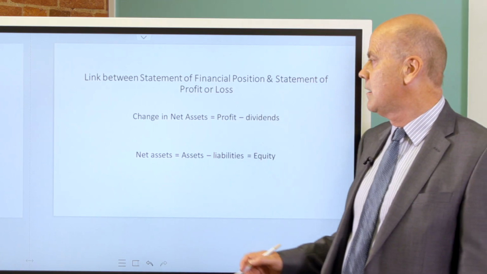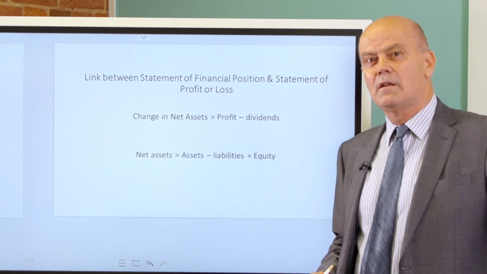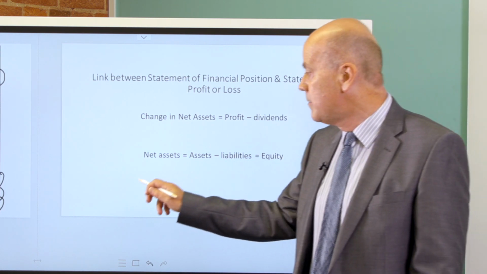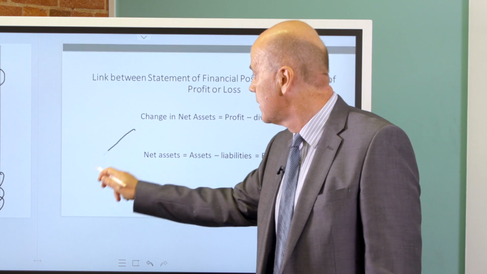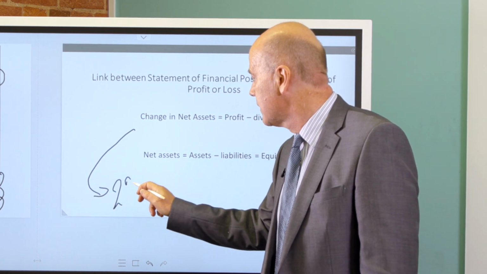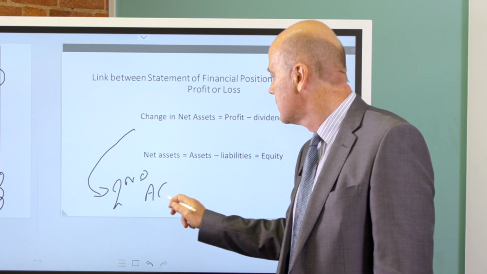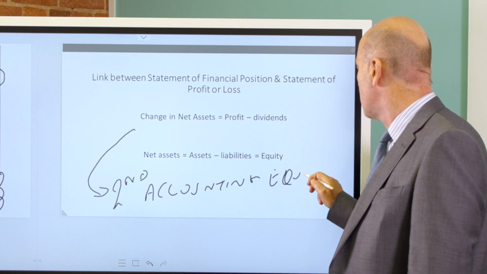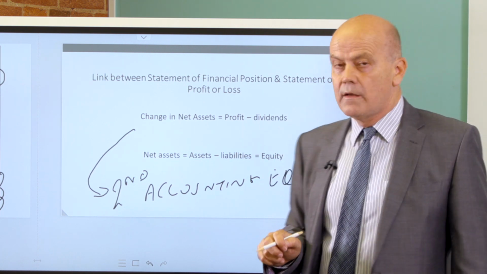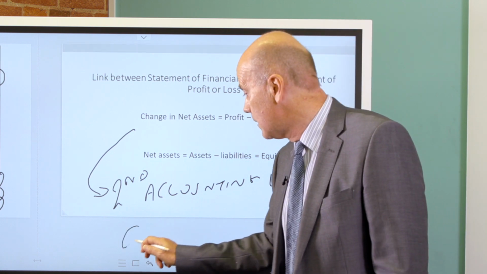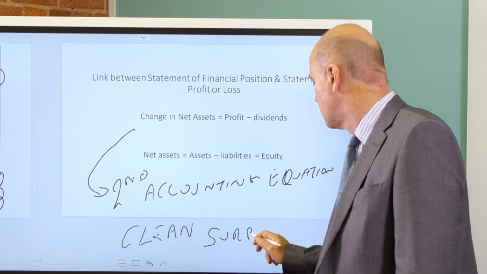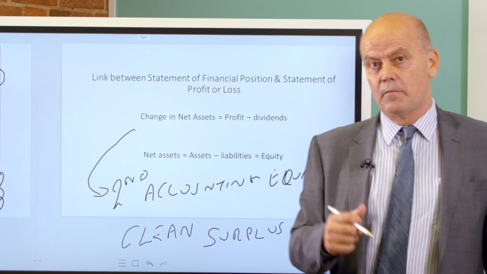Now, what I'll do, I will show you the link between the statement of financial position and the statement of profit and loss. This one here is probably called the second accounting equation. And some people call it the clean surplus equation. It can be either name.